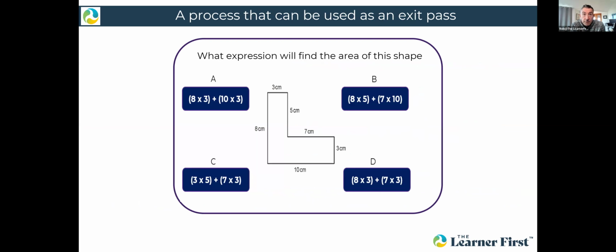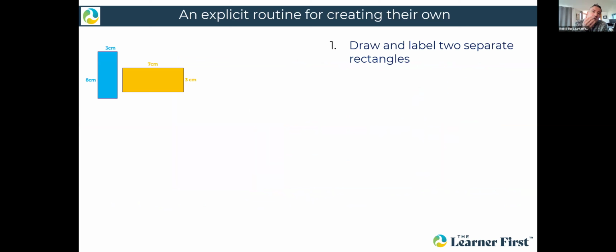So we said, after we saw so many kids making mistakes, in your group, your explicit routine for the week, because we're going to be doing area and perimeter this week, your ongoing task as an exit pass in pairs is you're going to draw and label your 2 separate rectangles.